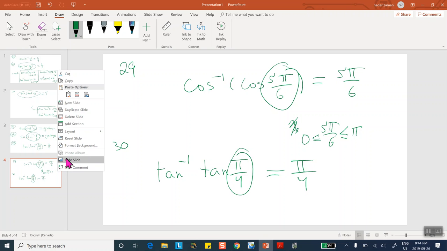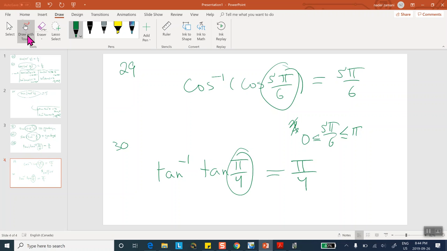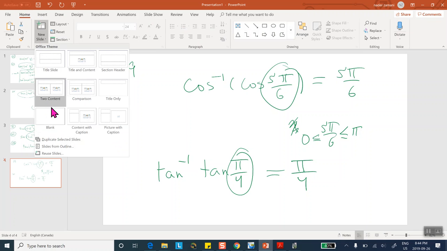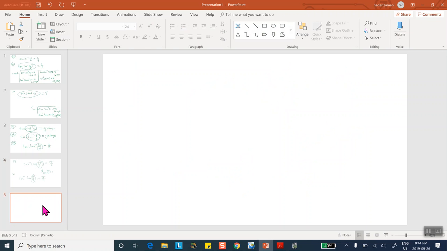Let's do another one. What is this? Home, insert a new slide. Okay. We need 2 more problems. I think that'll do enough of it. Okay, so let's go ahead and do this one.